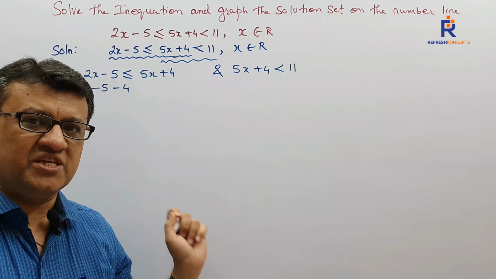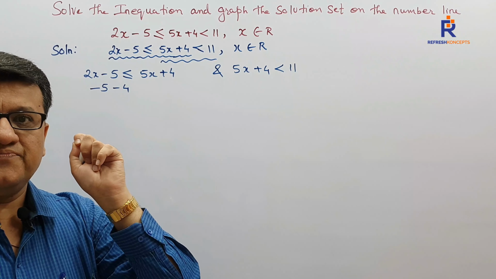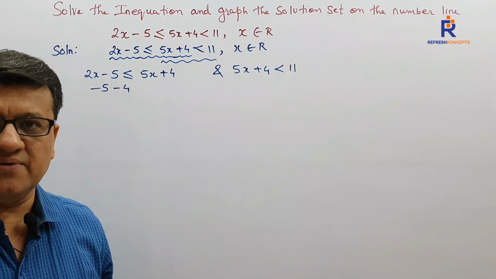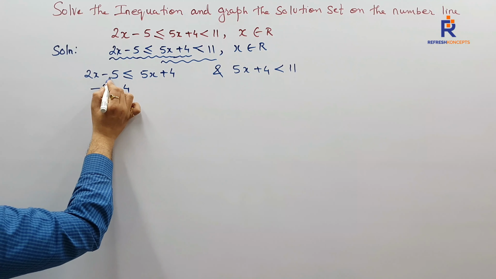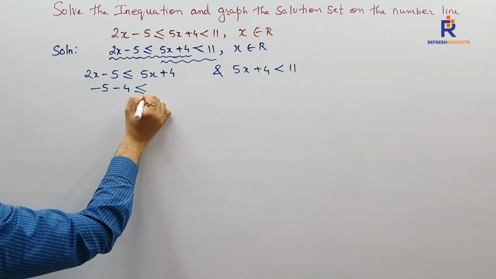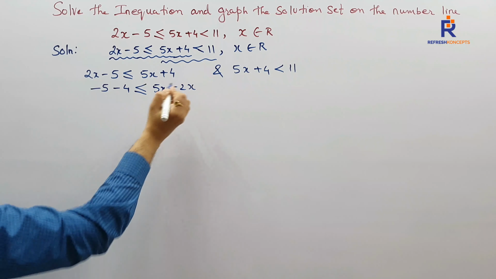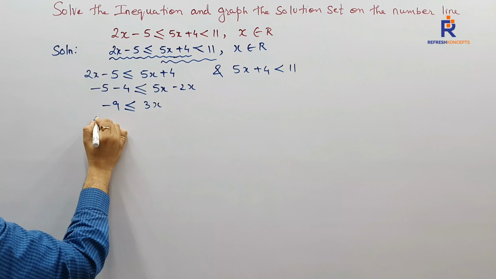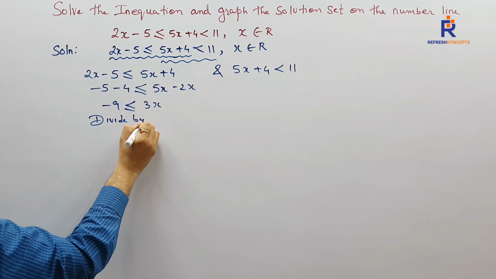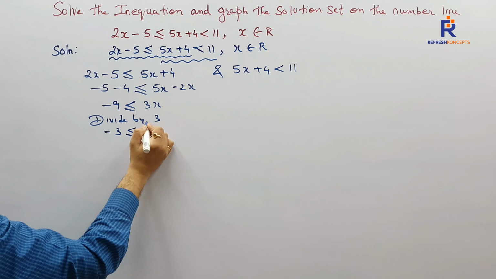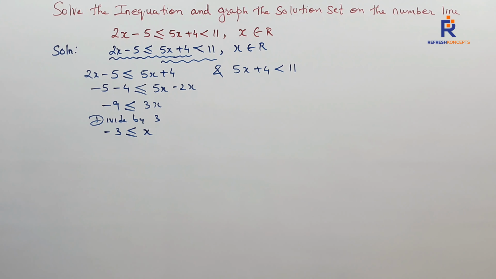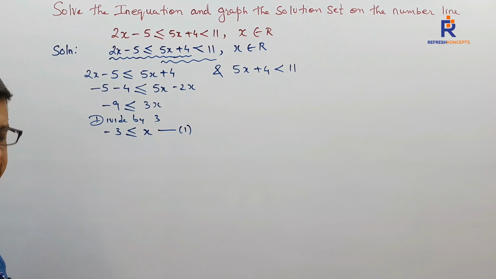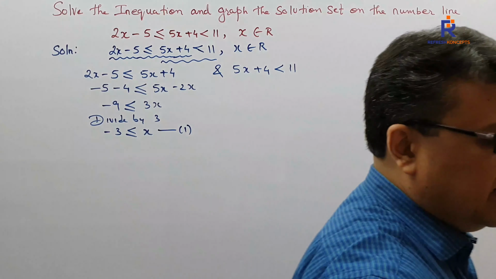So within my solution, and I tell my students also, wherever it is possible, try to avoid that minus sign. So the plus 4 comes over here as minus 4: minus 4 less than or equal to 5x minus 2x. What next? Minus 9 less than or equal to 3x. Divide by 3: minus 3 less than or equal to x. Let this be my equation number 1.